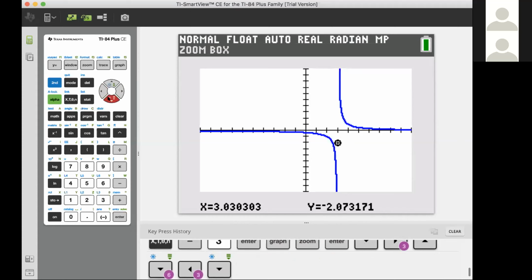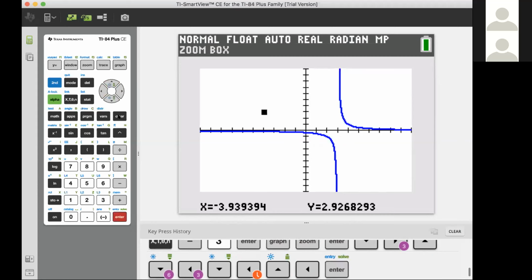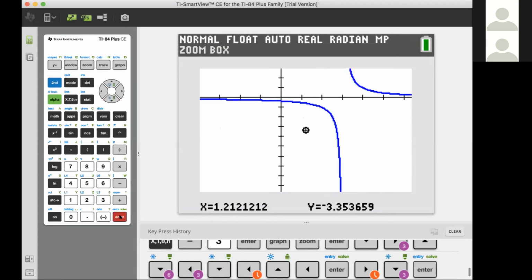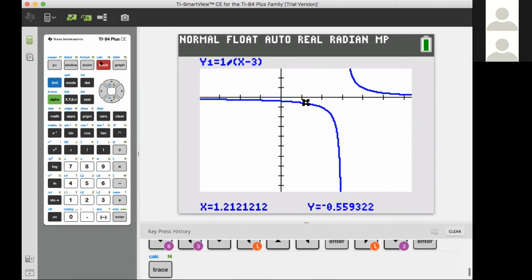so the limit is as x approaches 3 from the left. So let's just do something like this. Enter. So I'm going to draw a box. I'm just using the arrows to draw this box. Then when I press enter, it just focuses the zoom window in that region. All right, so trace. So this time the trace wasn't at the origin, but that's okay. You know, we got our blinking star.